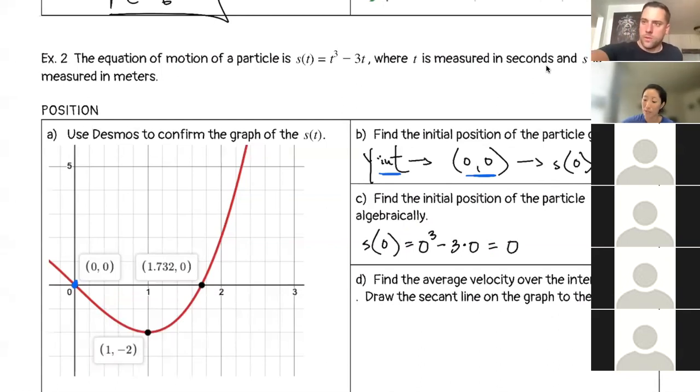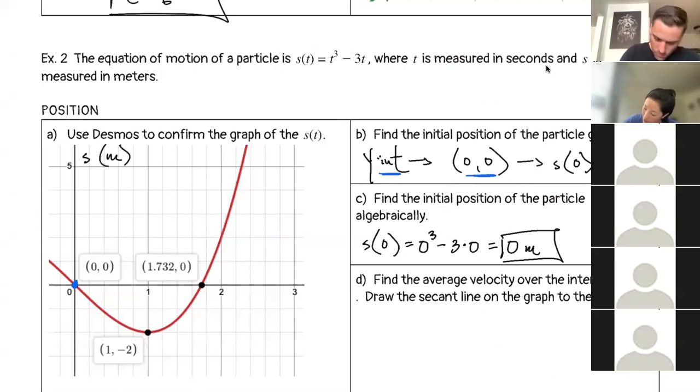Okay. So let's think about what we're asking for. We're looking for initial position. So we don't want to have seconds because that would be time, but rather we're looking for meters because that is where we start. Does that make sense? I know they're both 0, but we're looking for the Y value. What units are those? It might even be helpful to write S and then put in meters and T and put in time on your axes.